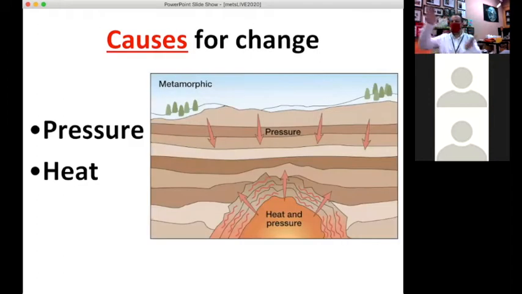Two main reasons why it changed. It either gets squeezed or it gets cooked like a cake. It gets baked. Sometimes both. Sometimes it gets squeezed and cooked. You can see pressure, squeezed in layers, really deep, or it gets cooked by more magma.